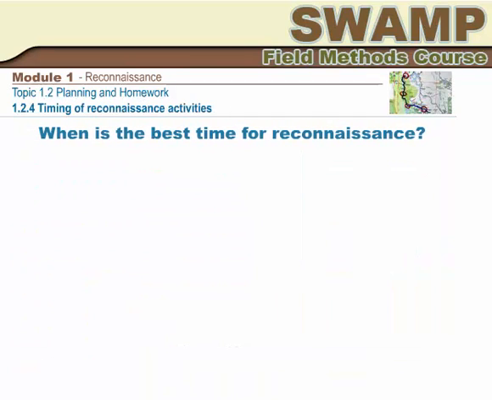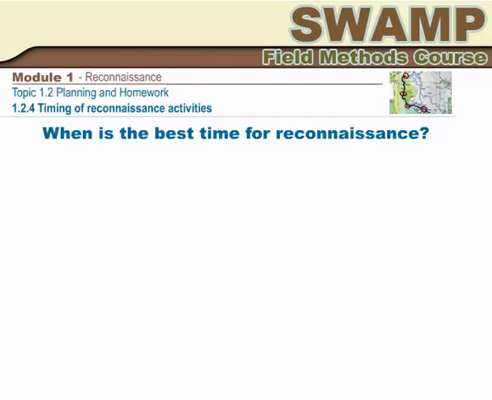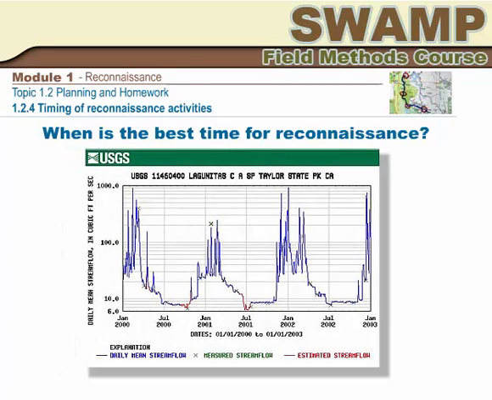When you're trying to find the best time to do your reconnaissance, you may come up with different answers depending on the purpose of your monitoring. Remember, this is about reconnaissance trips, not sampling and field measurement trips. The picture on your screen, as downloaded from the USGS website, shows the flow discharge in a typical California stream as a function of time.